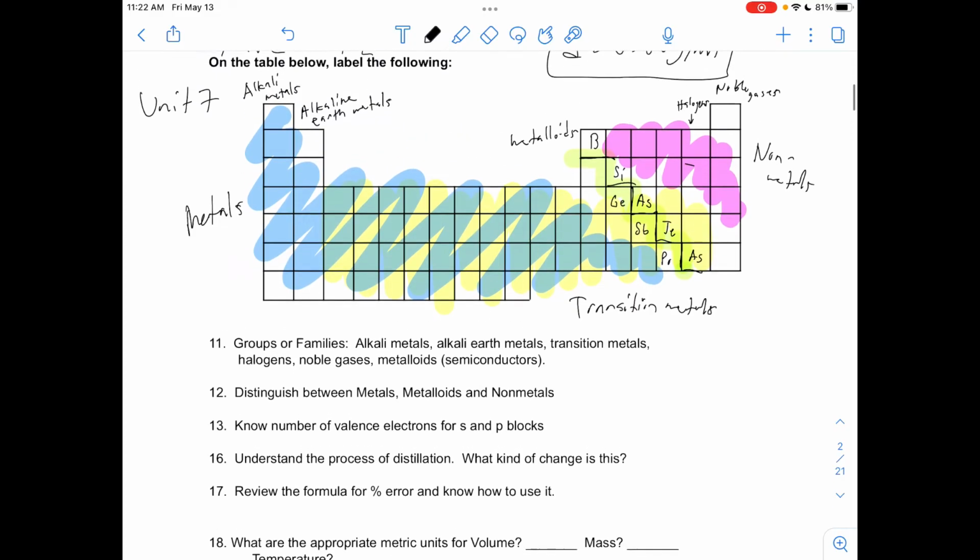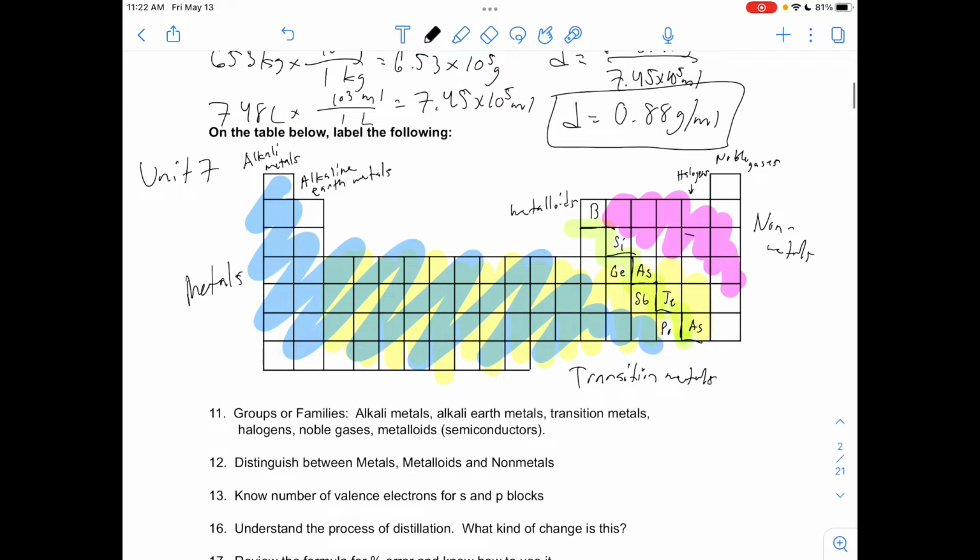Okay, valence electrons. We start off with the furthest left. The alkali metals have 1 valence electron. Alkaline earth metals have 2. Remember that transition metals can vary depending upon what it's connected to. Boron has 3 valence electrons. Carbon's family has 4. Then 5, 6, 7. Noble gases have 8. Okay, so those are my valence electrons.